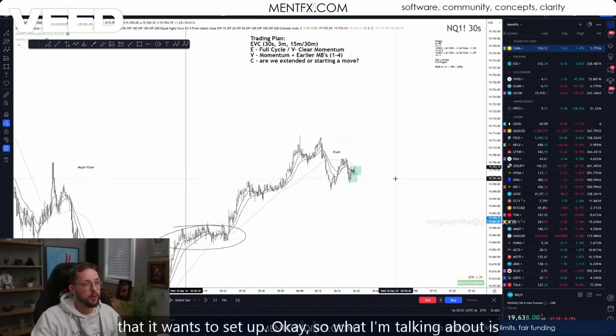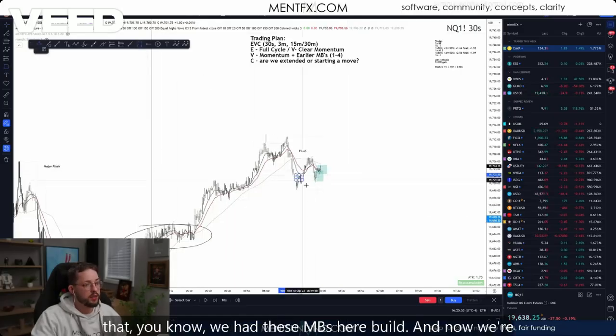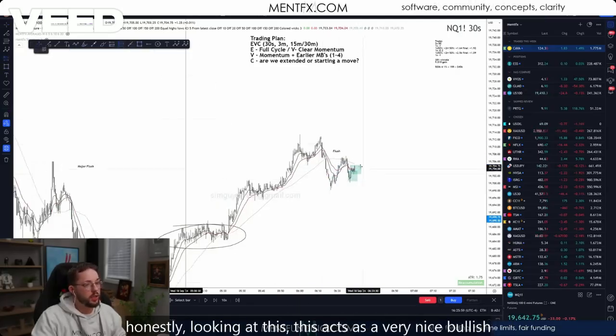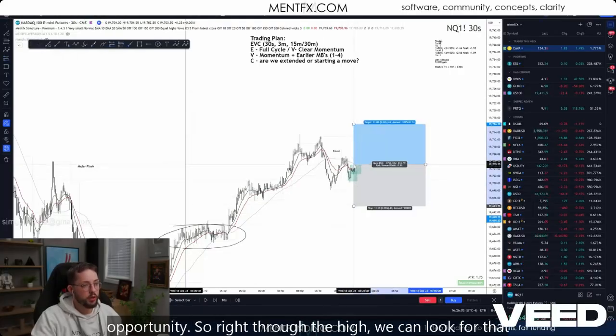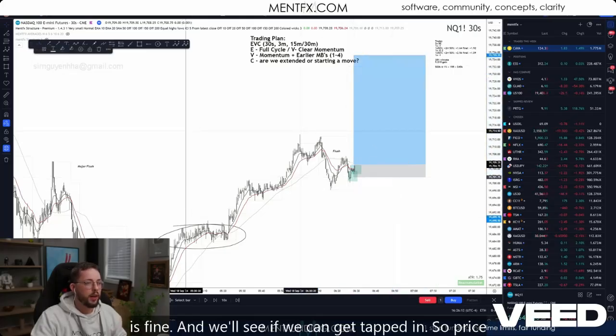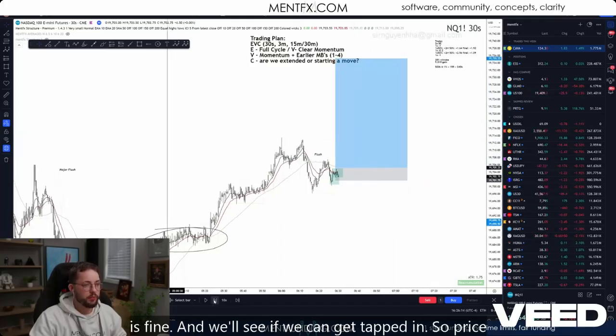Okay. So what I'm talking about is that we had these MBs here build, and now we're getting new MBs or demand zones to build off of them. And honestly, looking at this acts as a very nice bullish opportunity. So right through the high, we can look for that, just set it up above, look for a stop around, like 3.5 is fine. And we'll see if we can get tapped in.